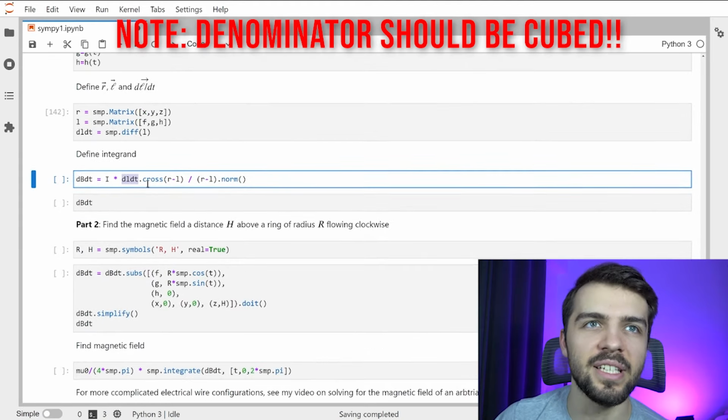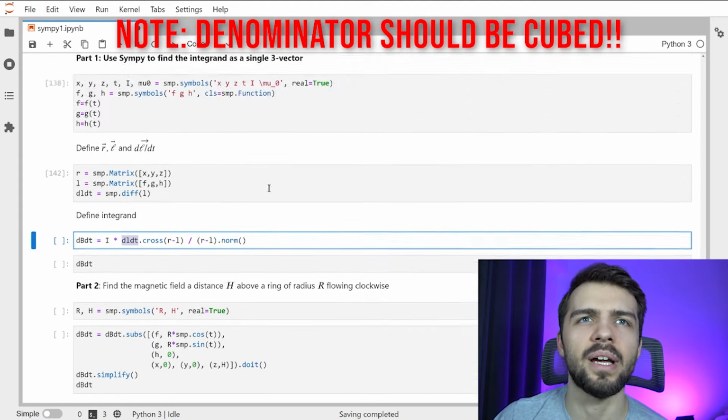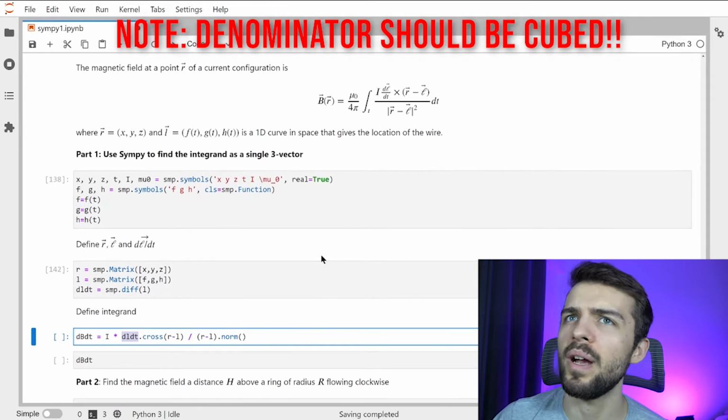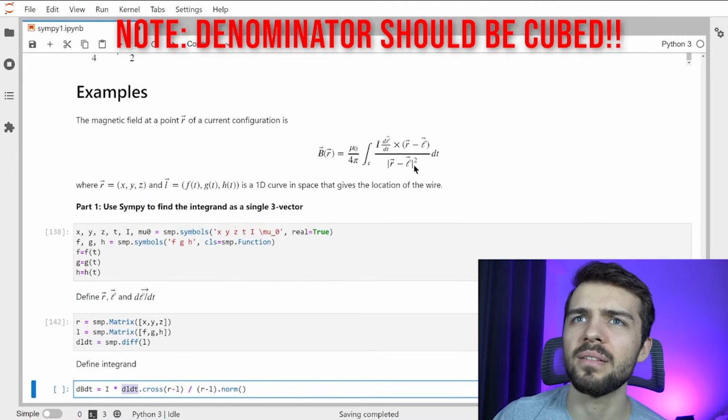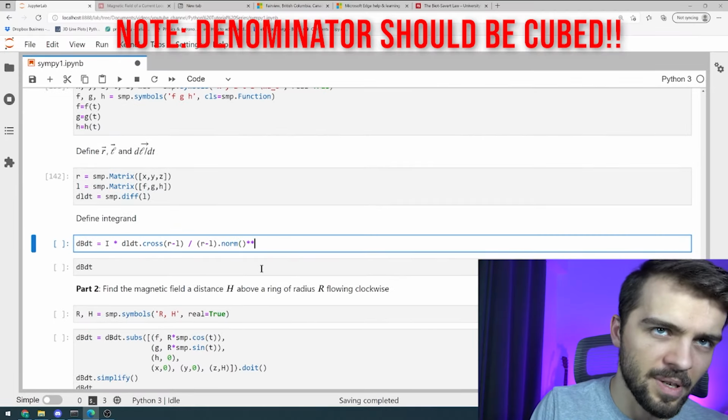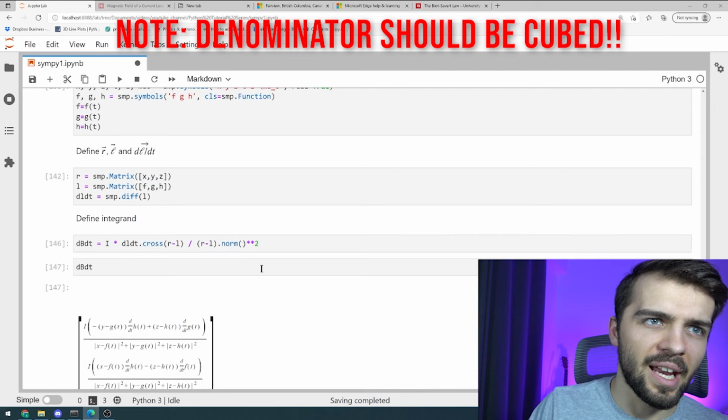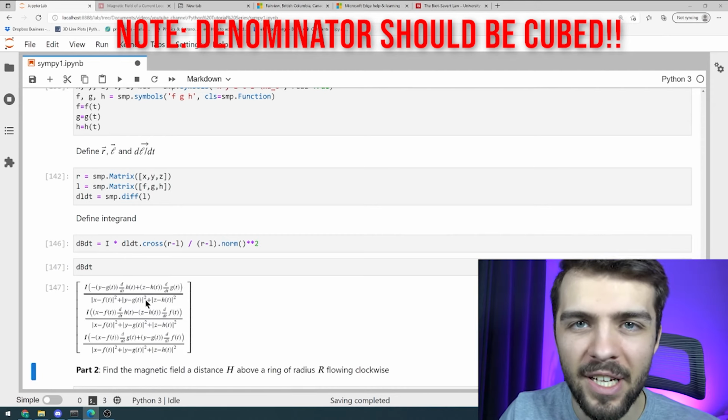Look how easy that is. Dl/dt cross r minus l divided by the norm. I forgot to square it. I believe it is squared. So in this expression, I make sure to square the norm. And I get my integrand. And it's a complicated expression here.